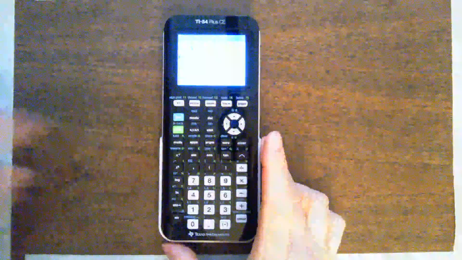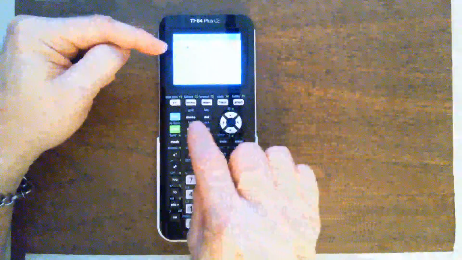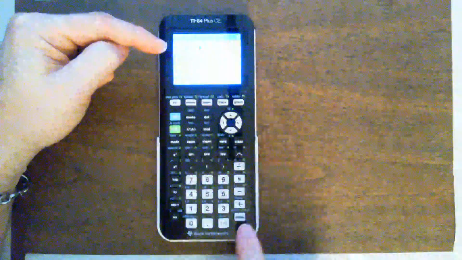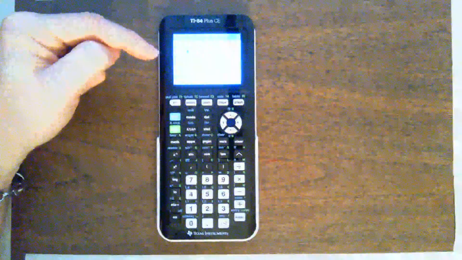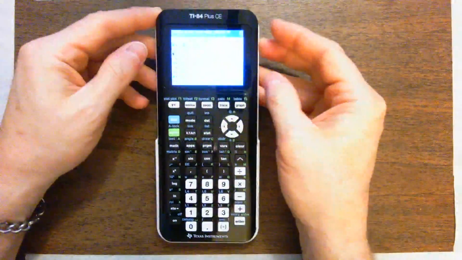Oh boy. All right, so anyway, in my y equals, I want to put in just the sine of x and hit enter. The sine of x. I don't know how well we can see that. The sine of x in here, and then hit enter.